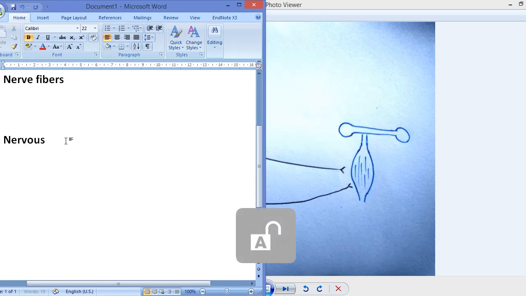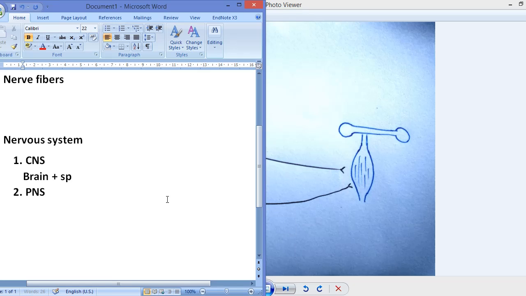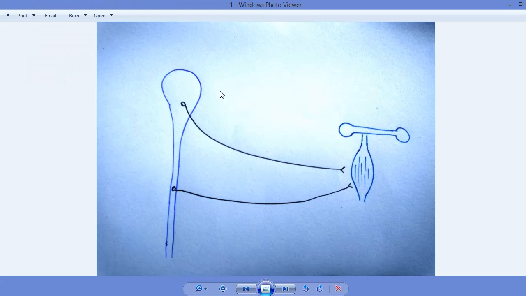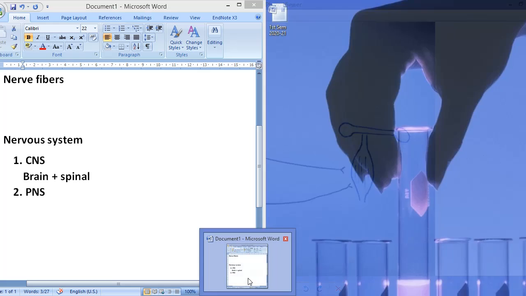nervous system basically consists of two main parts. Number one, the central nervous system, and number two, the peripheral nervous system. The central nervous system consists of brain plus spinal cord. The brain and spinal cord are combinedly known as the central nervous system. In this diagram you can see this brain and this spinal cord. These two parts are known as the central nervous system.